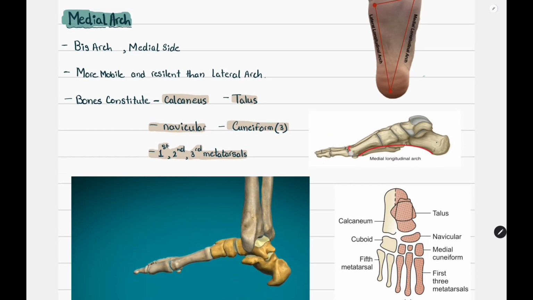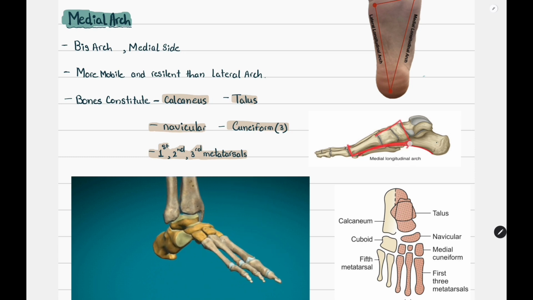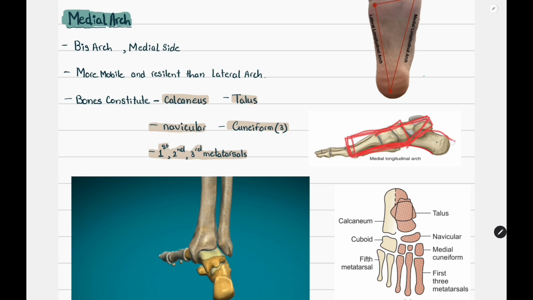This whole arch is formed with the help of two pillars. This one is the anterior pillar and the second one is the posterior pillar. The anterior pillar, right from here to here, is formed by metatarsals, cuneiforms, navicular and talus bone. Since there are more bones and more joints, this pillar is long but weak. Why? Because there are more joints.